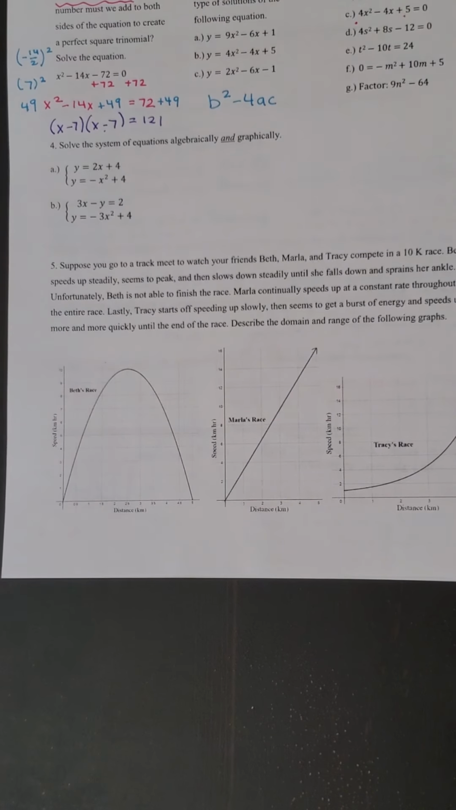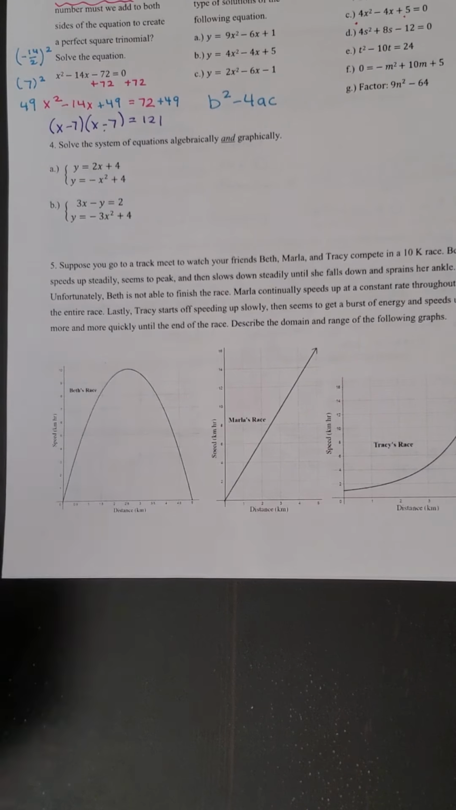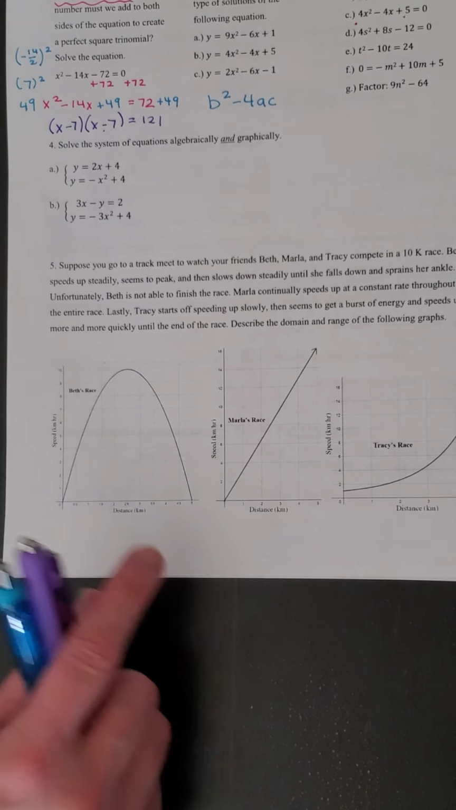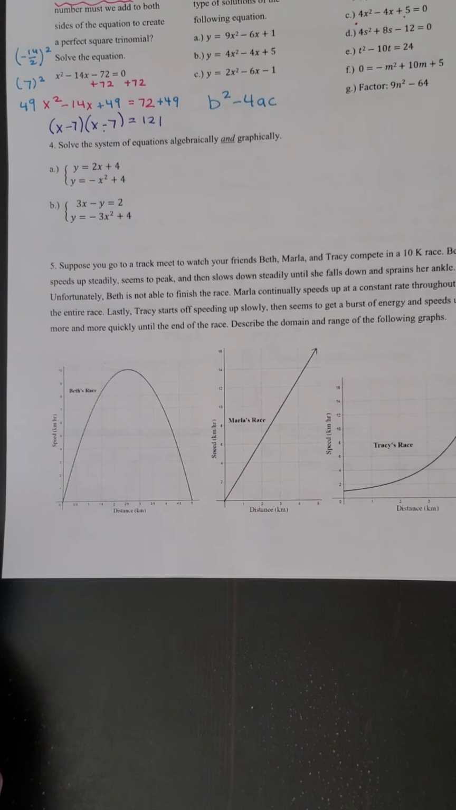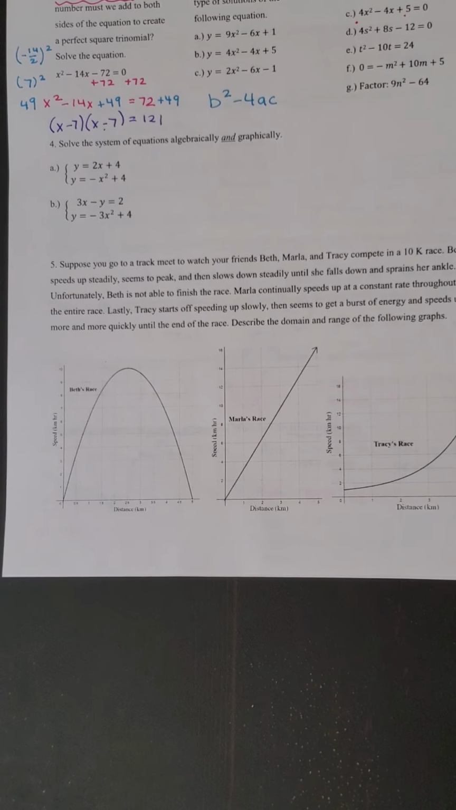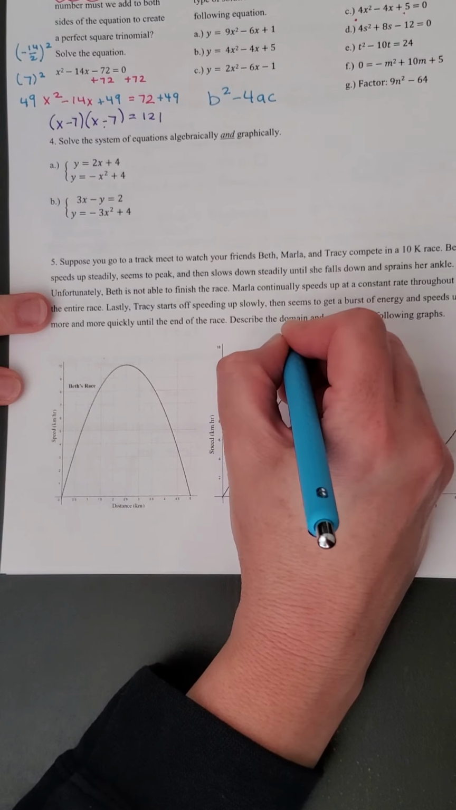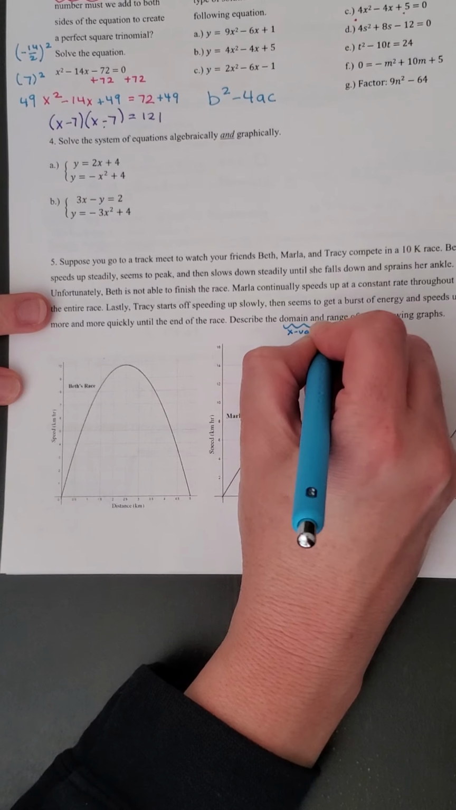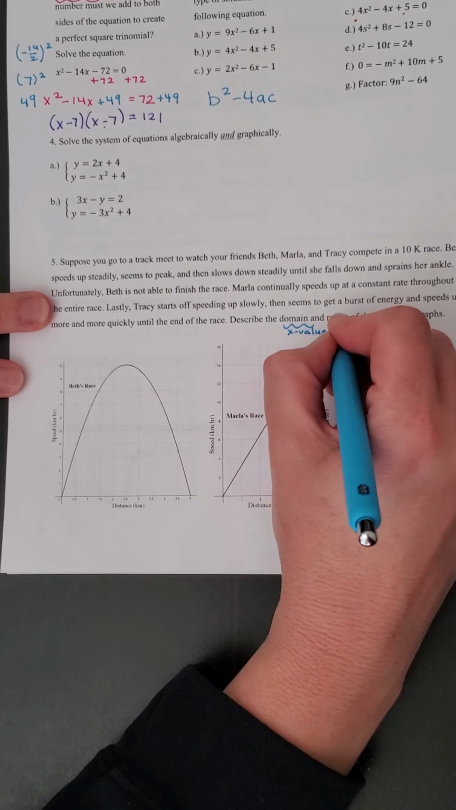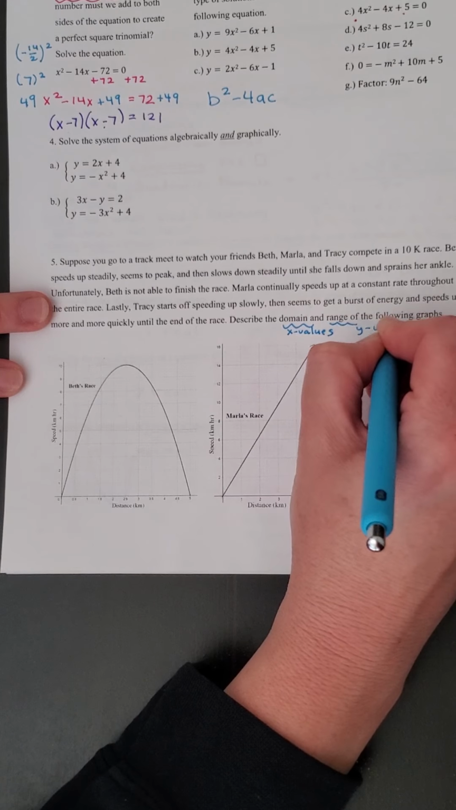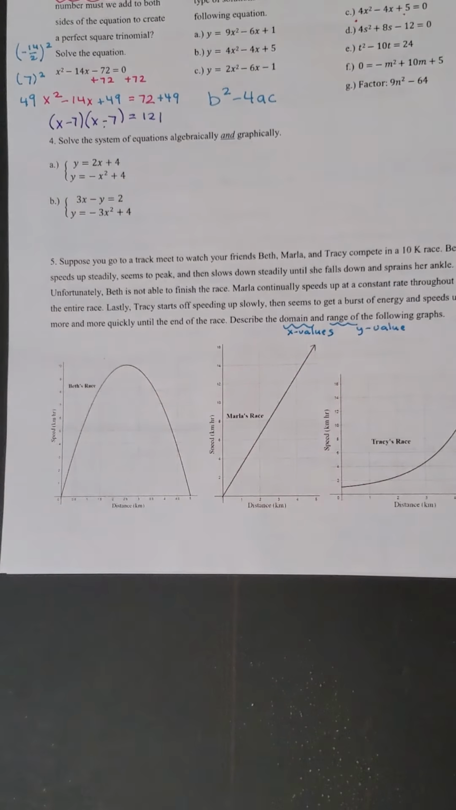All right, last one. So we read this one in class together. Go ahead, you can read it to yourself again. Really, this one is asking you to interpret the domain and range of the graphs. So the domain is your x values, and the range is your y values. So it really helps if you just watch how to find the domain.